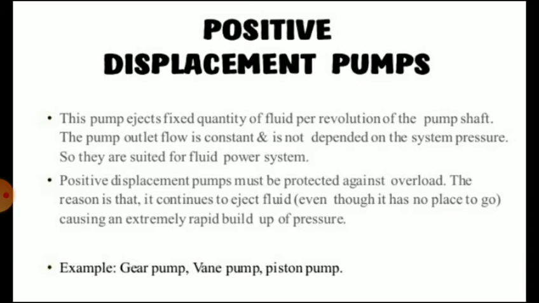This pump ejects a fixed quantity of fluid per revolution of the pump shaft. The pump outlet flow is constant and is not dependent on the system pressure. So they are suited for fluid power systems. Positive displacement pumps must be protected against overload. The reason is that it continues to eject fluid, causing an extremely rapid buildup of pressure.